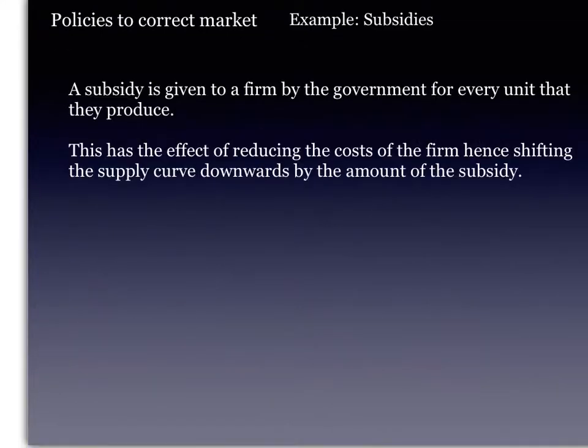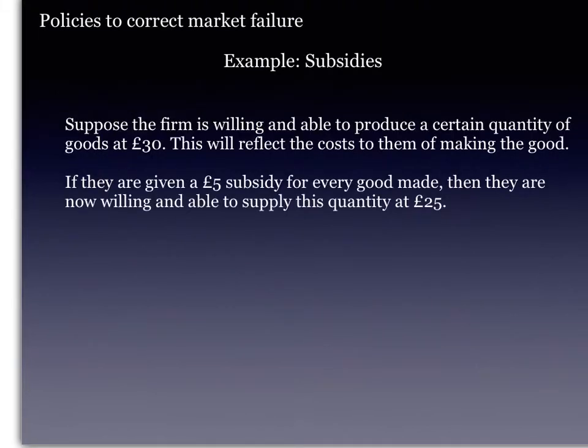So let's look at subsidies in a bit more detail. Basically, a subsidy is just given by the government to any firm where they want to increase the production, and they subsidise by giving them a sum of money for every unit that they produce. And in effect that reduces the costs of the firm, because remember the supply curve tells you how much the firms are willing and able to supply at each and every price. In other words, they've taken into account all their costs, and if they get a subsidy, that in effect reduces the costs.